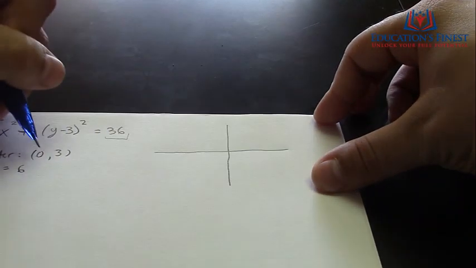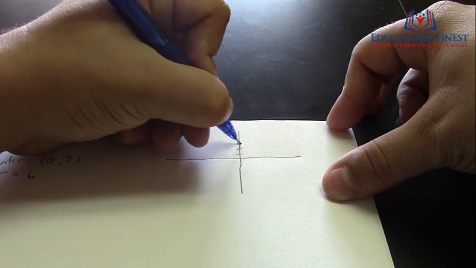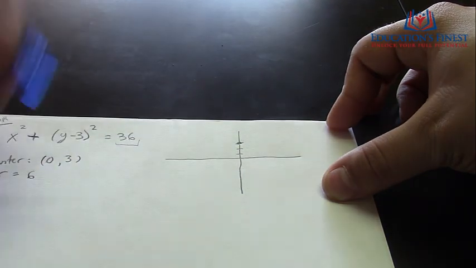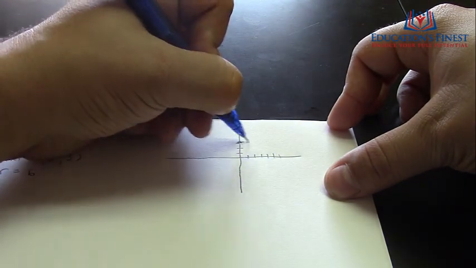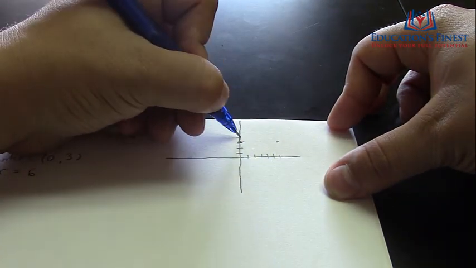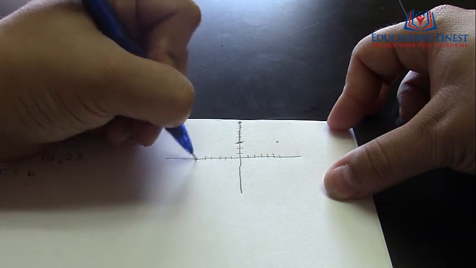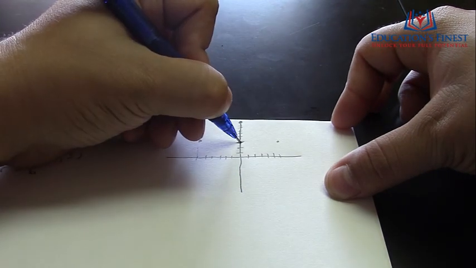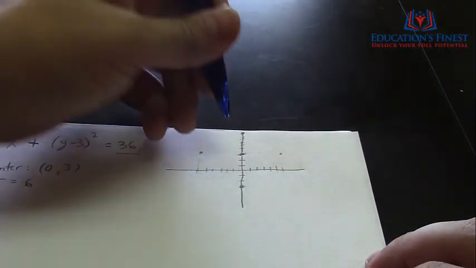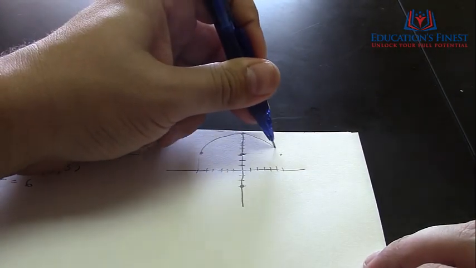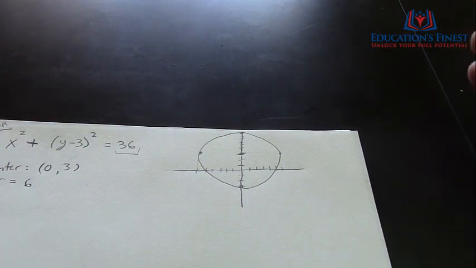Okay, so you start at your center, which is 0, 3. So 1, 2, 3. This is your center, right there, and your radius is 6. So you're just going to go 6 in every direction. 1, 2, 3, 4, 5, 6. Put a little dot. You're going to go up 6. You go this way 6. And then you're going to go down 6. And then it's just like you're in kindergarten. You connect the dots. And you've got your circle.